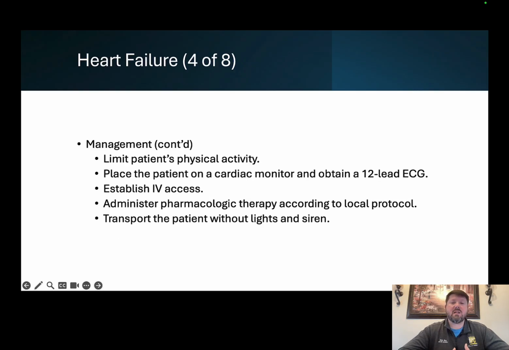Limit the patient's physical activity. Place the patient on cardiac monitor and obtain a 12-lead ECG. Establish IV access, but lock it. We do not need excessive fluid given to this patient.